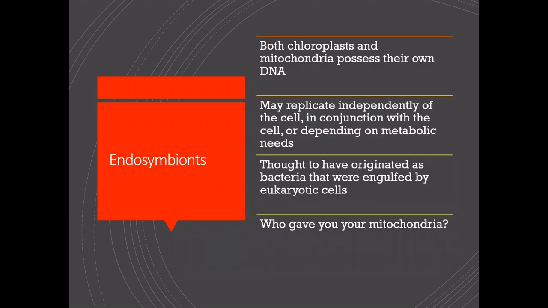Now, here's something interesting about chloroplasts and mitochondria. They both possess their own DNA. They may replicate independently of the cell, in conjunction with the cell, or depending on metabolic needs. And they are thought to have originated as bacteria that were engulfed by eukaryotic cells, making them endosymbionts.